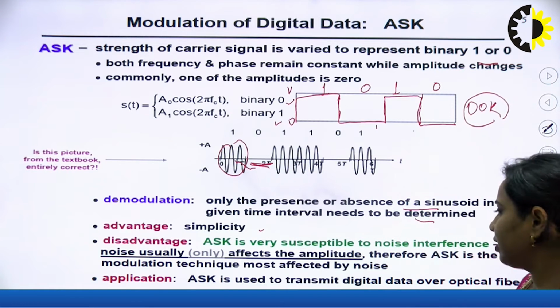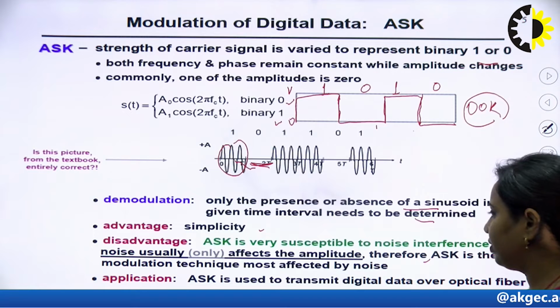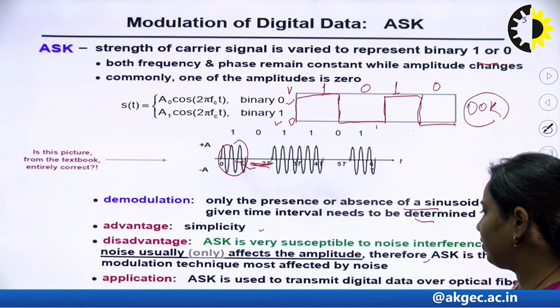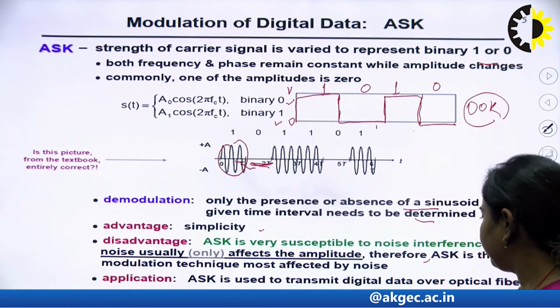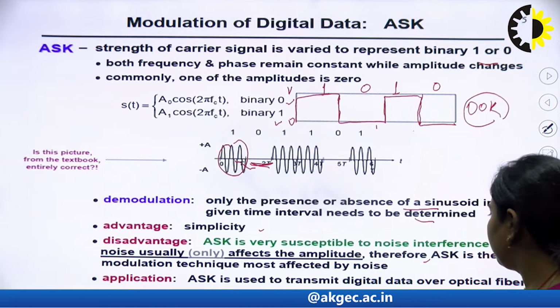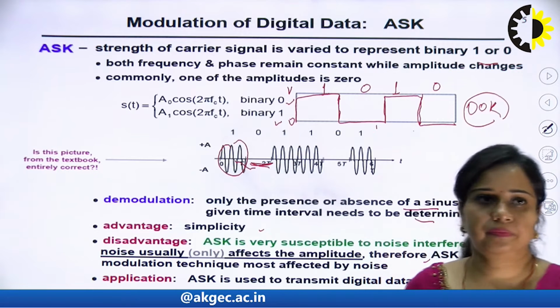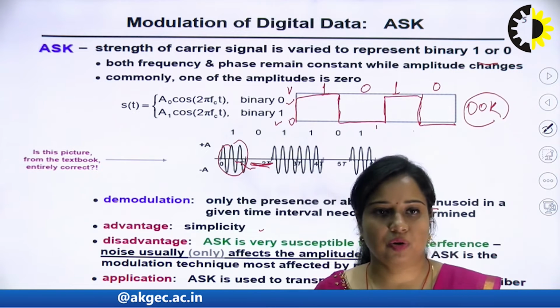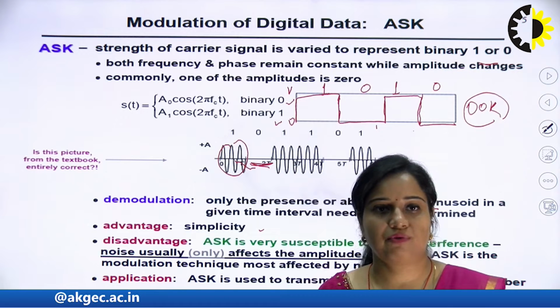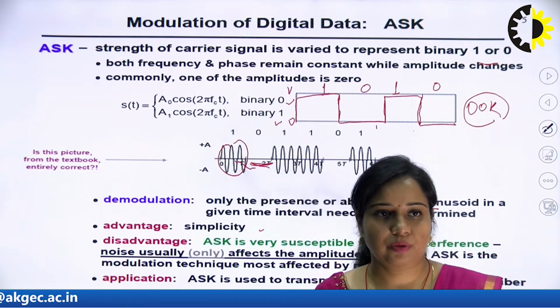Disadvantage is ASK is very susceptible to noise interference. Noise usually affects the amplitude. So, therefore, ASK is the modulation technique most affected by the noise. Frequency and phase will be kept constant in case of ASK, only you have to vary the amplitude.